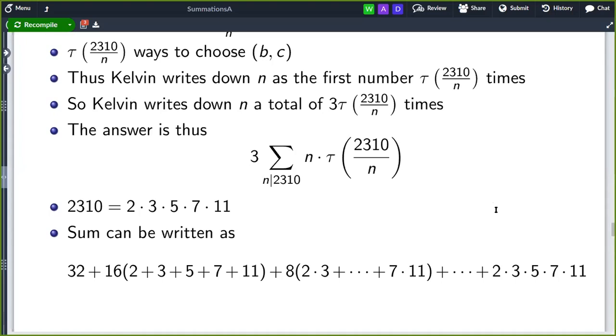Next, if n is the product of 2 primes, then tau of 2310 over n is 8. And now we have 8 times the sum of every single divisor of 2310 that's the product of 2 primes. And now we continue on until tau of 2310 over n is 1, and n is the product of 5 primes, which is 2310. Now we can factor this sum. It becomes a lot more convenient, like so.